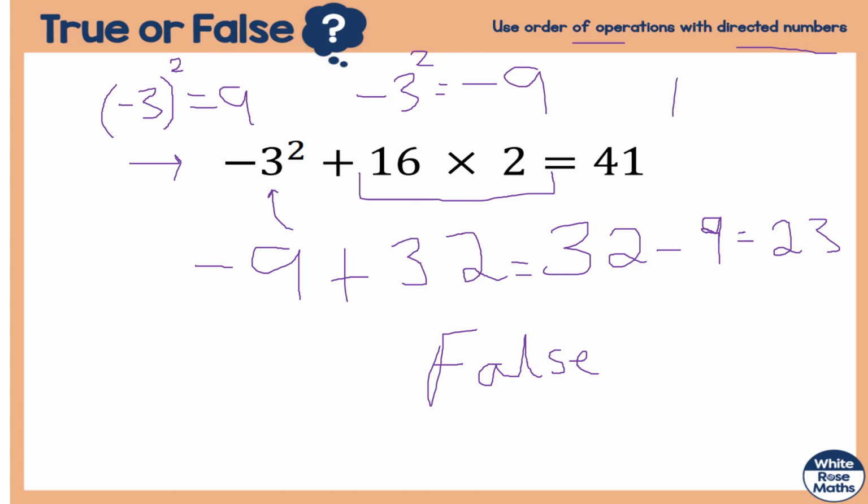But remember that I'm using BIDMAS to answer this question. So brackets, indices, divide, multiply, add, and subtract. And the answer we get is 23. So this claim is false.